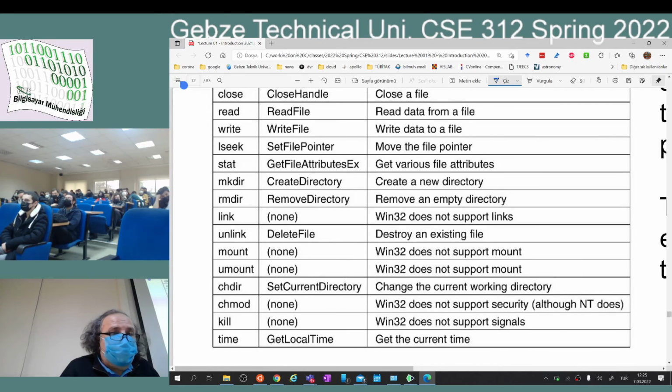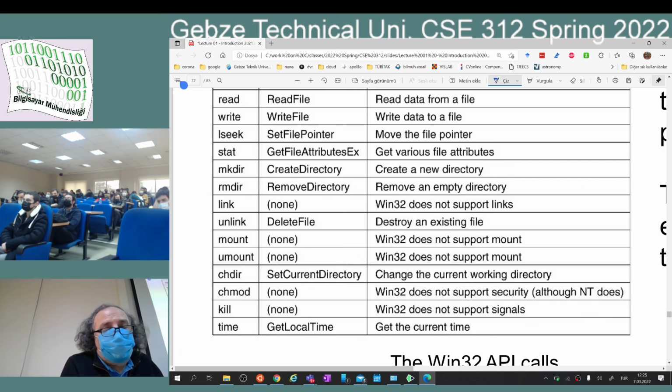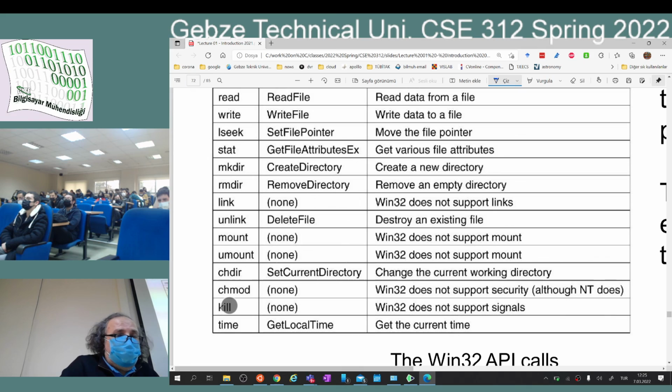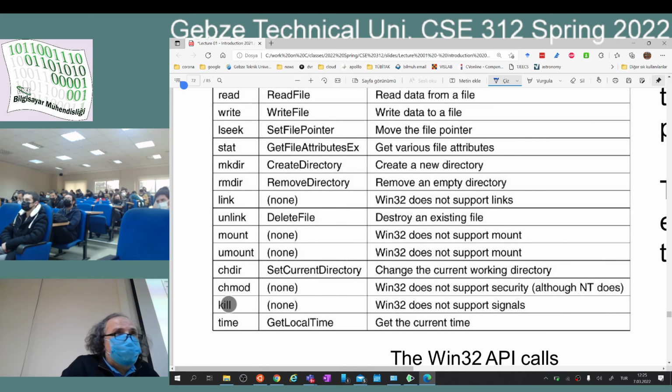Mounting and unmounting, again, it's not there. chmod, changing the mode of your files, is not directly supported, but there are other ways of doing the same kind of thing. For example, you don't have the kill system call in Windows, but of course we can send signals to our processes. We can kill our processes in Windows too. There are other ways of doing things.